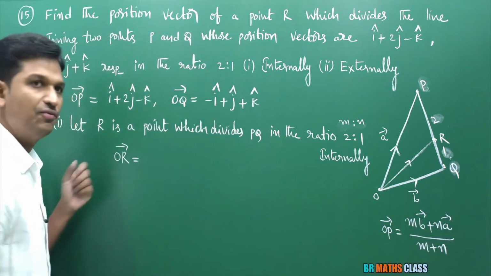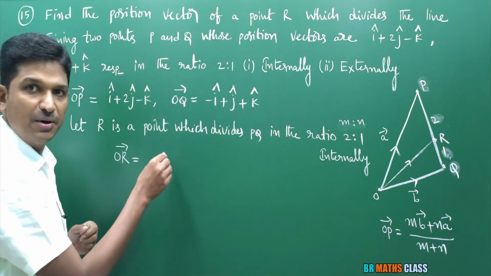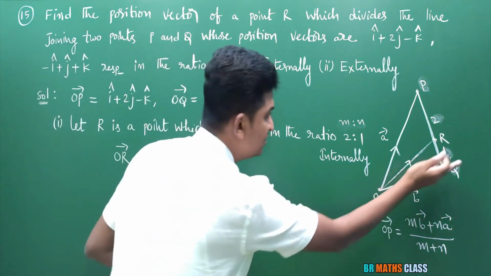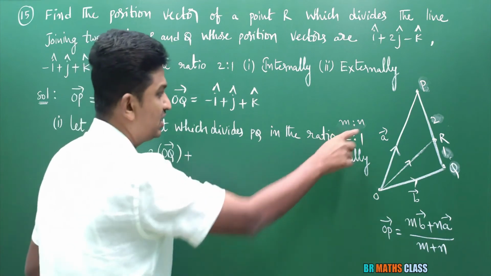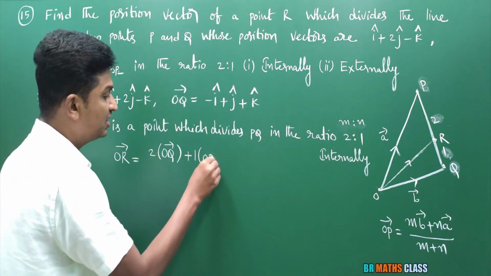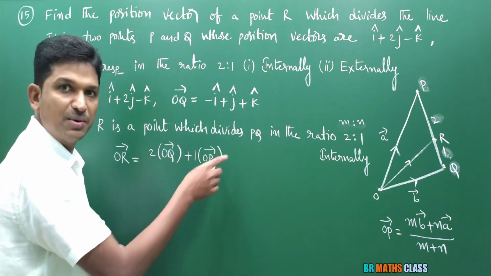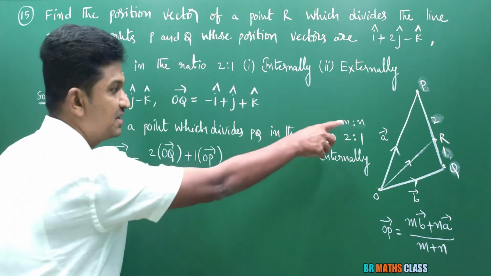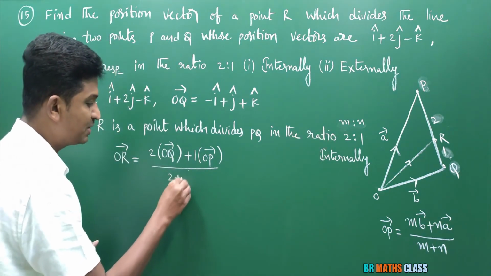So if I apply the formula (mB bar plus nA bar) divided by (m plus n): m is 2, B bar is OQ bar, plus n, what is n? 1 into A bar. What is A bar here? A bar is OP bar. What is m plus n? m plus n is 2 plus 1.